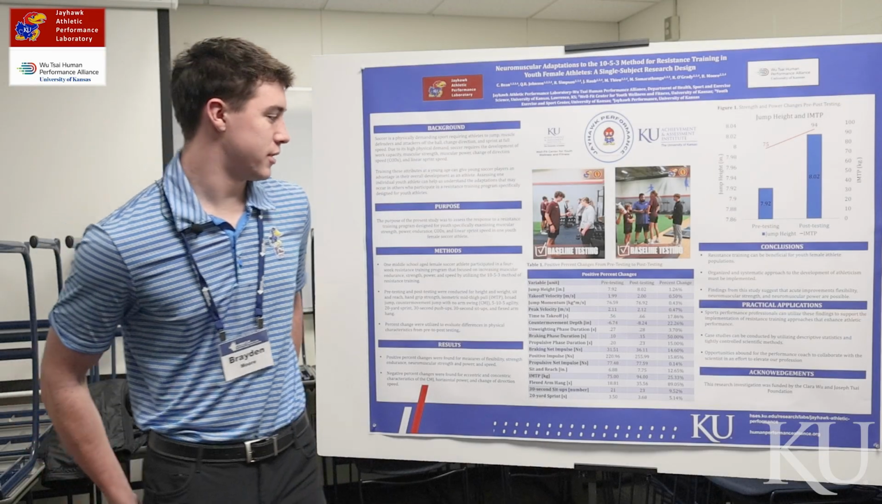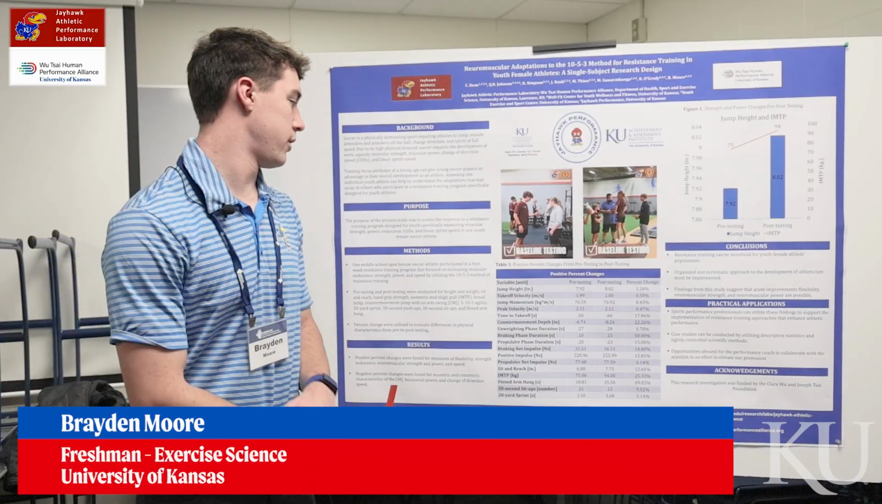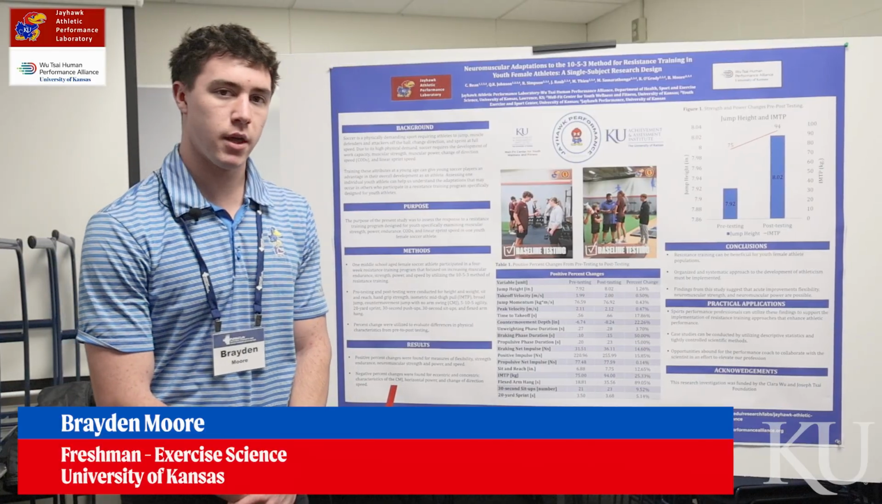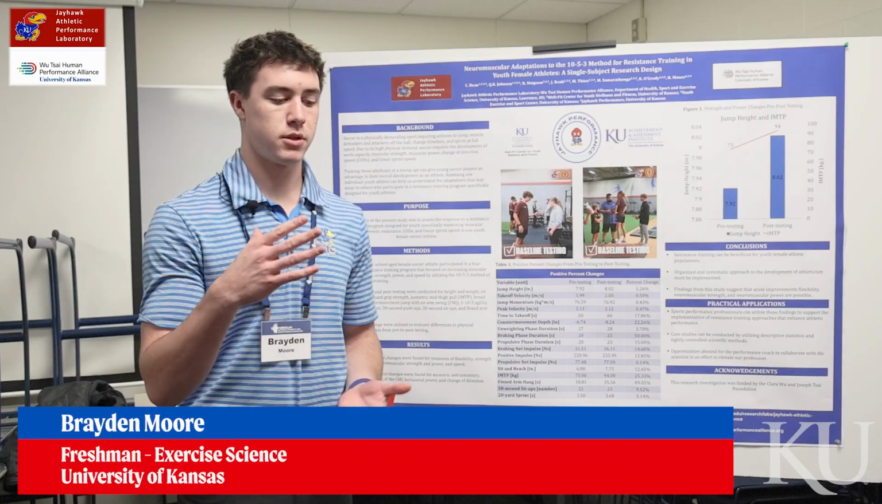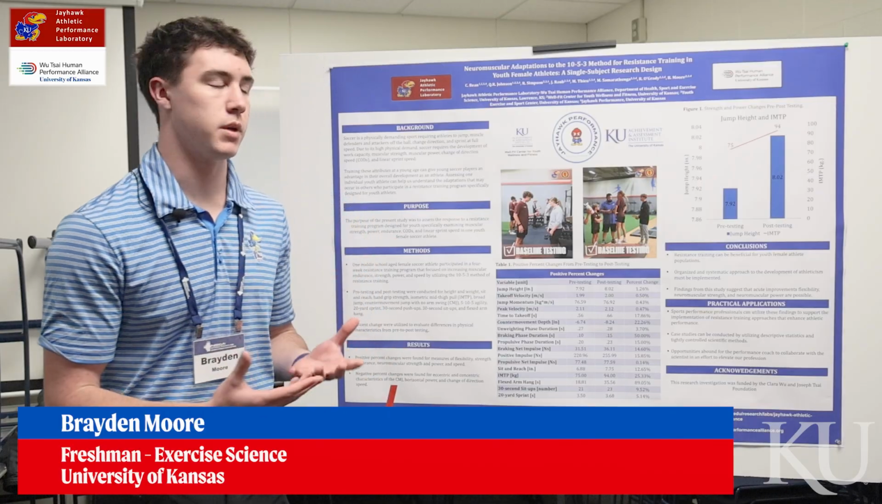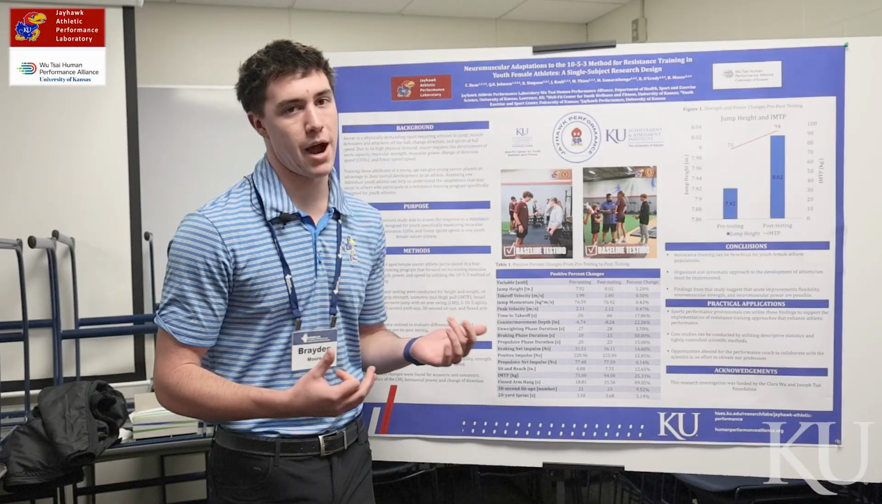So this poster represents a single subject study for a youth female soccer athlete using the 10-5-3 training method, which is just reps for sets you do based on what kind of movement it is. So 10 for functional, 5 for strength, and 3 for power.